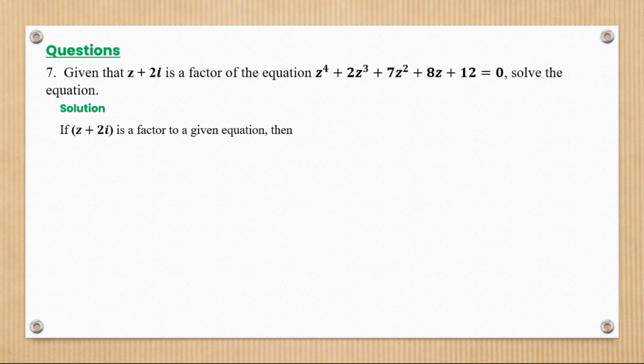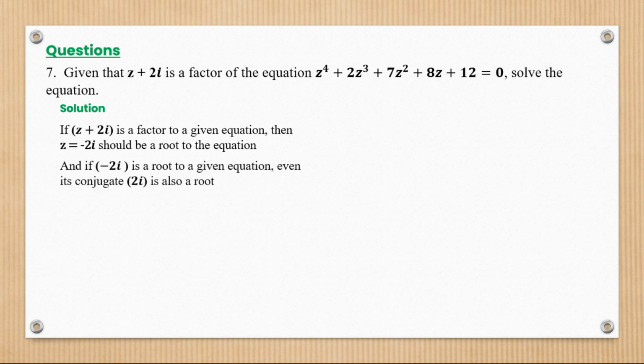So if z plus 2i is a factor of a given equation, then it also means that z equal to negative 2i should actually be a root of the given equation. So now that means this is going to be a complex number that is purely imaginary. And also now that we can say that z can be equal to negative 2i, it also means that if negative 2i is a root of the given equation, then even its conjugate 2i is also a root.